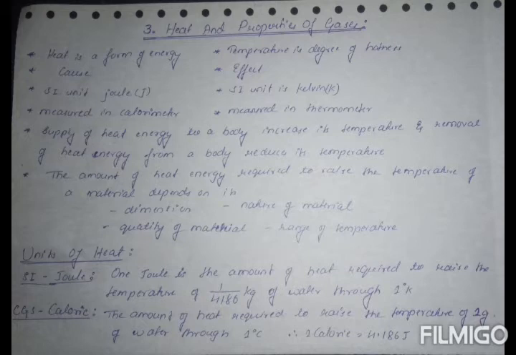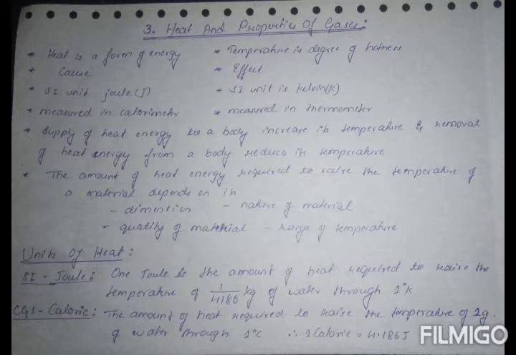Here are some statements which may help for your CET also. Supply of heat energy to a body increases its temperature. When heat energy is removed from the body, it decreases the temperature. When the temperature of a particular body rises, it may depend on dimensions, nature of the material, quality of the material and range of the temperature.